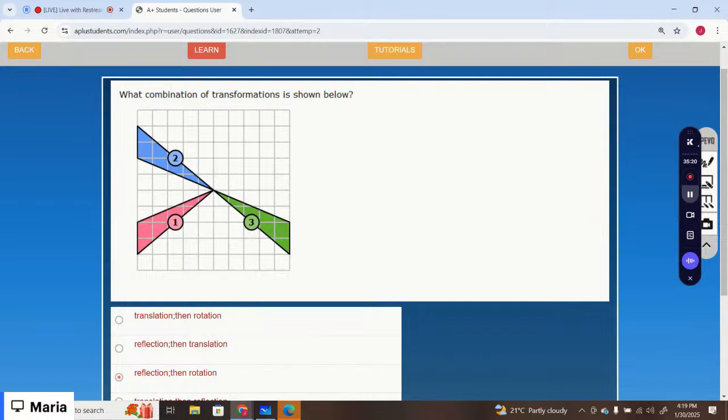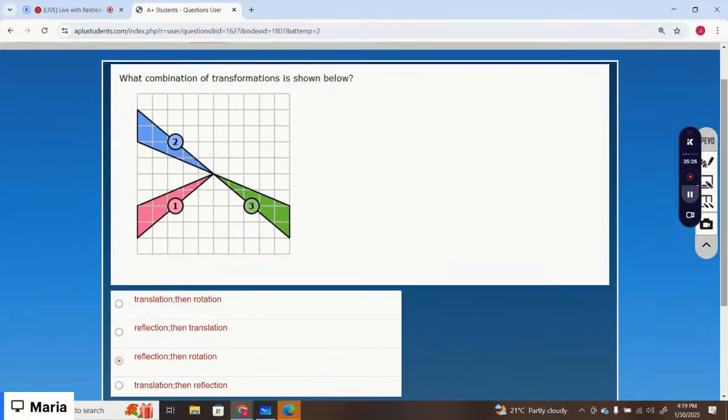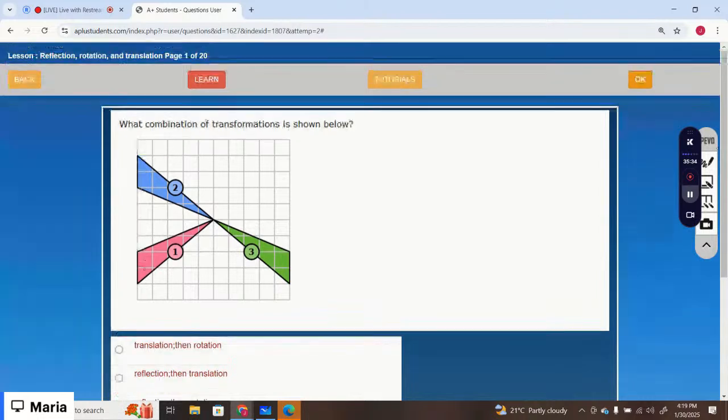Option number... No, that is not translation. That is reflection along this line. You can see this line, and 2 is the reflection of 1, and 3 is then rotated. So that is a reflection and then rotation.